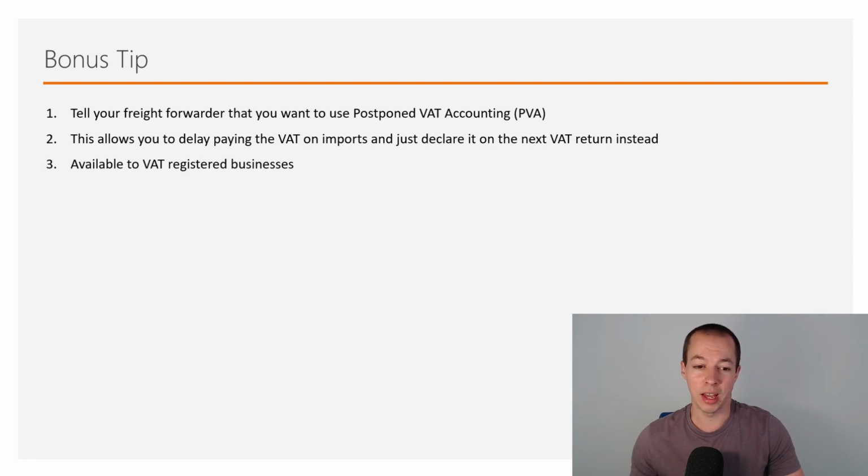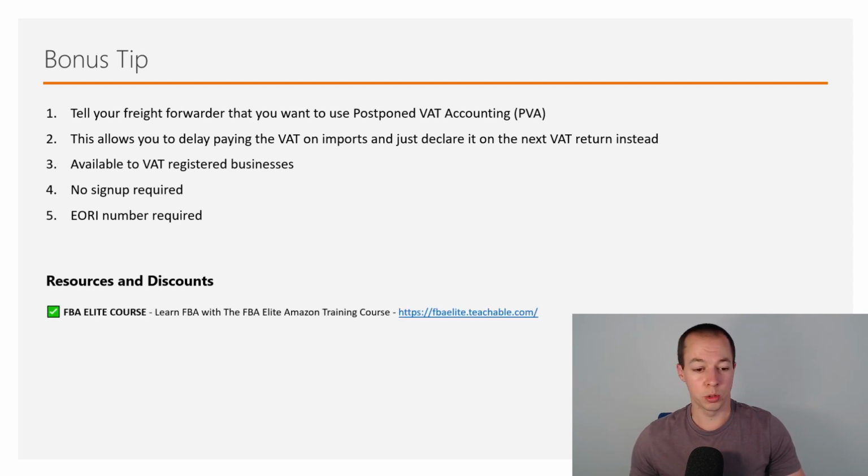So like I say, this is available to VAT registered businesses only. So if you're a new seller, you probably won't be VAT registered just yet, but it's certainly something to be aware of for when you hit that threshold, as it will help you with cash flow at that time. There's no specific sign up required, so you don't need to tell the HMRC you intend to do this. You simply just declare it on your next VAT return. And that's why you need to tell your accountant that's what you plan to do. And also you need to tell your freight forwarder so they don't try and pay the VAT on your behalf and then invoice you for it. You do need an EORI number, but if you're using a freight forwarder, you're going to be needing one of those anyway.